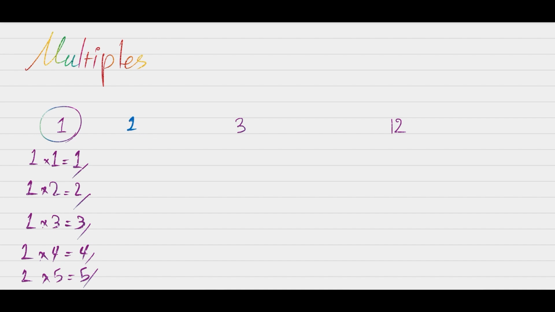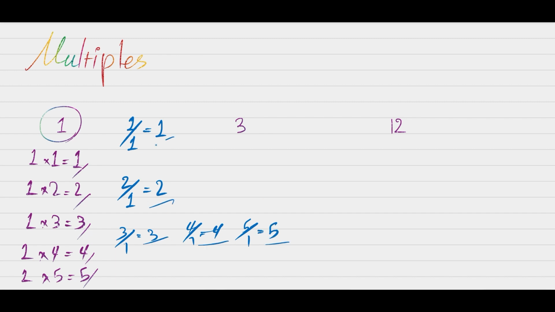So when I say 1 divided by 1 equals 1, which is a whole number answer. When I say 2 divided by 1 is 2, which is a whole number answer. So 3 divided by 1 is 3, 4 divided by 1 is 4, and 5 divided by 1 is 5. So these are all whole number answers.